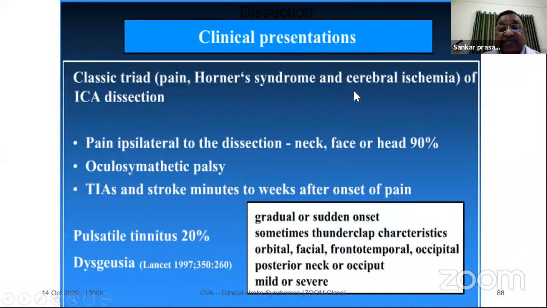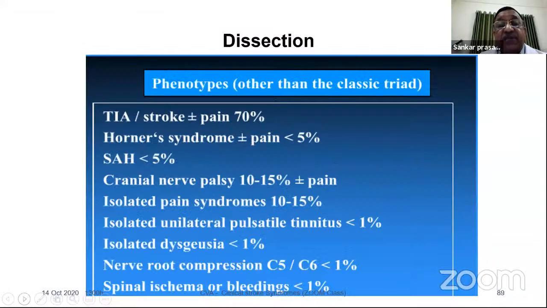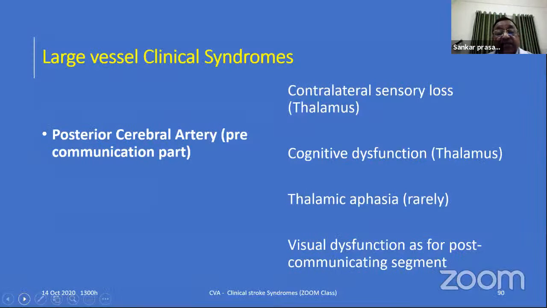Disturbance. So this is seen in injuries and may happen sometimes also. Large vascular occlusions of posterior cerebral artery type we will discuss in the next class, where we discuss brainstem syndromes: contralateral sensory loss because thalamus is involved. I showed you the distribution of the posterior cerebral artery. Cognitive dysfunction also because of thalamus, thalamic aphasia, and visual dysfunction as per the post communicating segment.